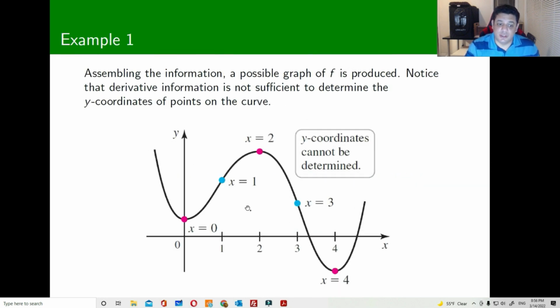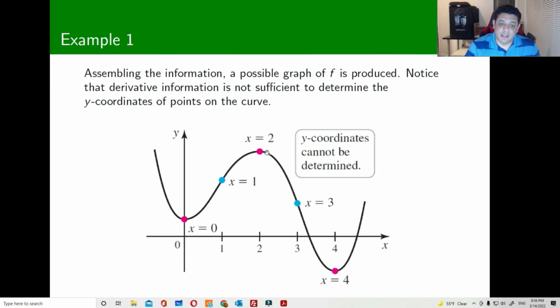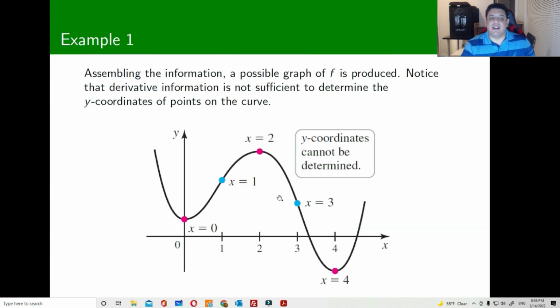Notice this function here is a local minimum at 0, a local maximum at 2, and a local minimum at 4. It has a change of concavity at 1 and a change of concavity at 3. So this pretty much matches this. Now I don't have exact information about the function, but this tells me how the function behaves.